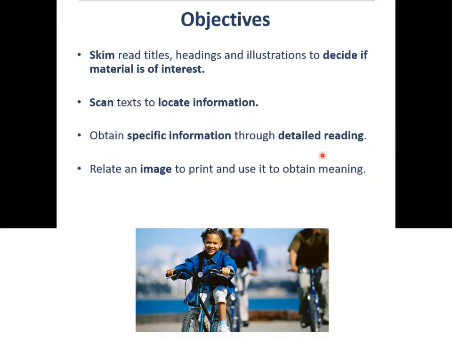Okay, when you skim, the objectives are to read the titles, headings and illustrations to decide if the material is of interest. So first thing, normally when you have a magazine or a newspaper, you are going to look at the title or the subtitles, the headings or the illustrations, so that you can decide whether this is an interesting material for me, something that I am looking for or not.